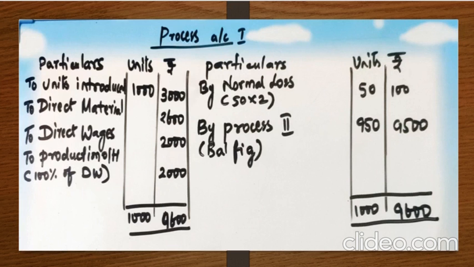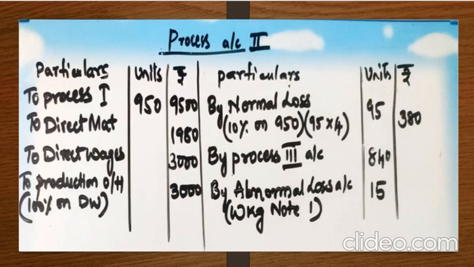So output for your process 1 is 950 units and 9500. This output will be an input for your process 2. So in the process 2 account, this is a process 1 output, as you're receiving from process 1. How many units? 950. What is the amount? 9500. Next, you need to record all your expenses.